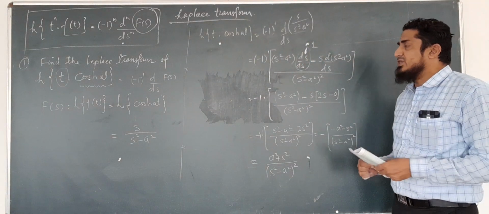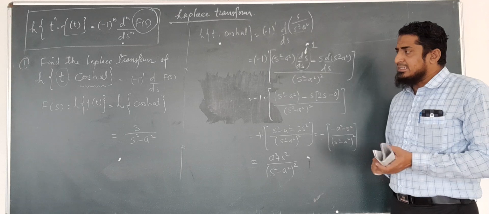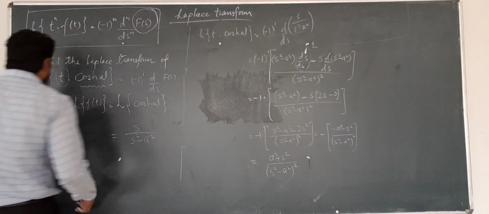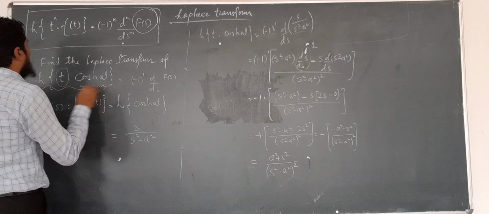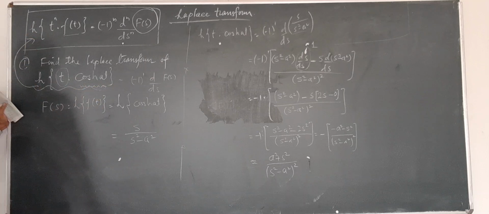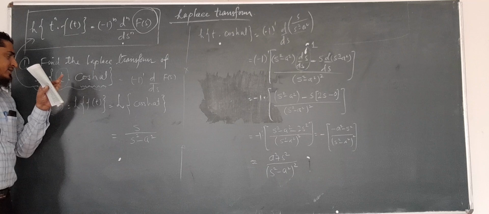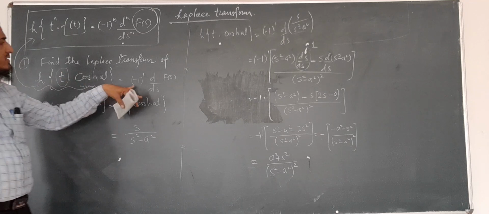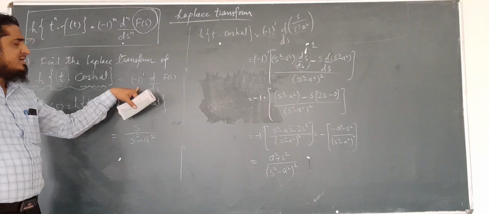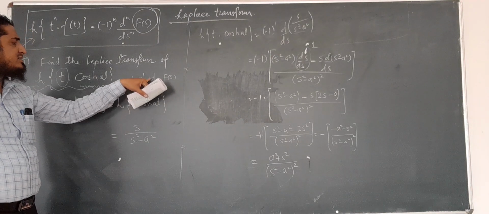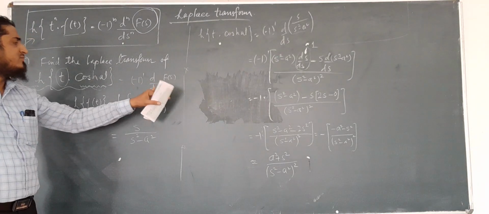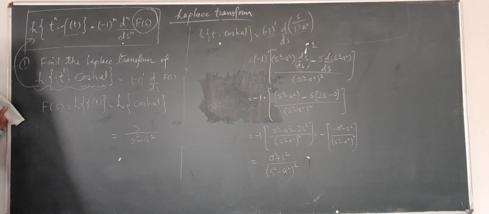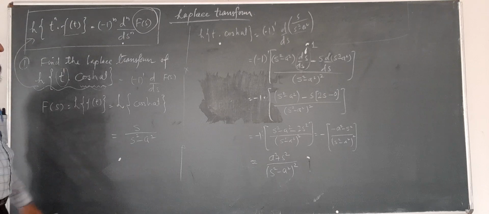First of all, see what we have done with this example. First of all, we have correlated this example with this theorem, and we can see that whenever t has power 1, the resultant Laplace transform is minus 1 raised to n, differentiation of f of s with respect to s one time, because we have only 1 in the power of t.